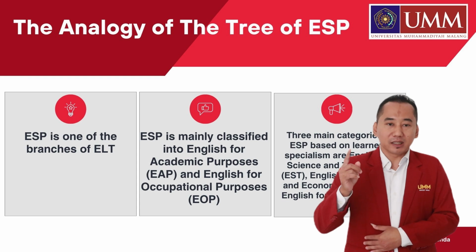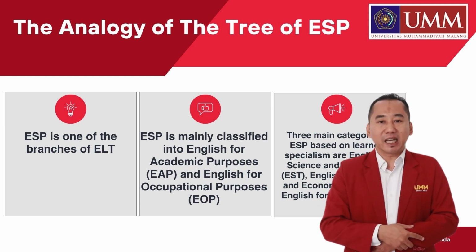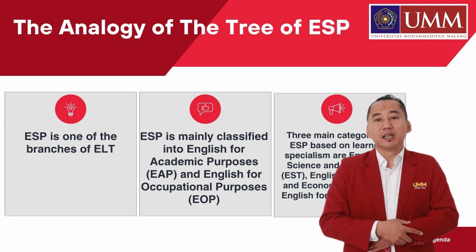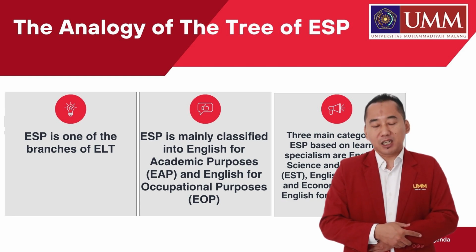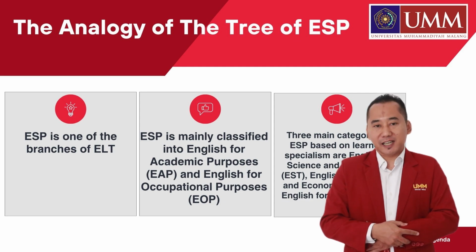Therefore, the analogy of the Tree of ESP can be concluded as follows. First, ESP is one of the branches of ELT. The second one, ESP is mainly classified into English for academic purposes (EAP) and English for occupational purposes (EOP). The last three main categories of ESP based on learner specialism are English for science and technology (EST), English for business and economics (EBE), and English for social sciences (ESS).